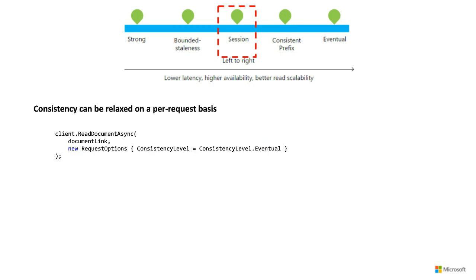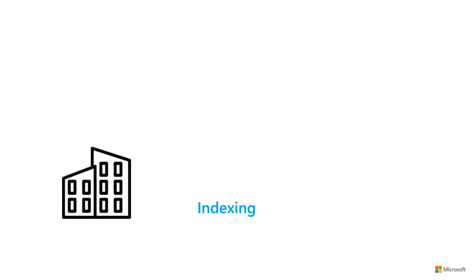We can also relax consistency on a per request basis. This is easily done by just tuning the request options for our requests in our SDKs. And then lastly, I'm going to give you a brief overview of indexing, and then we'll jump into questions.